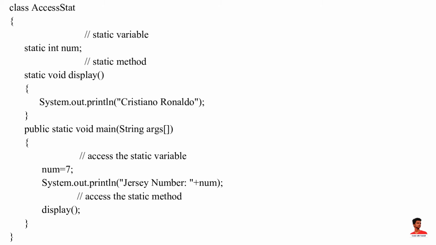It is because static variables and methods are by default public. And since we are accessing from the same class, we don't have to specify the class name.